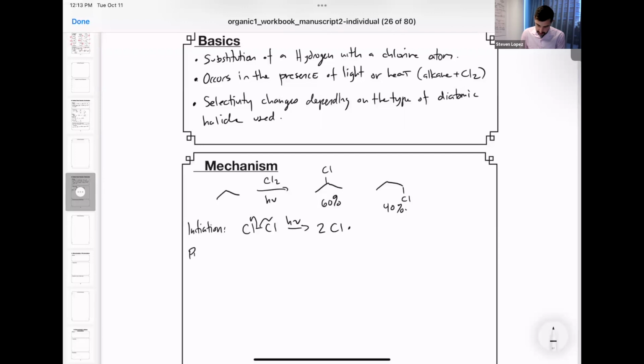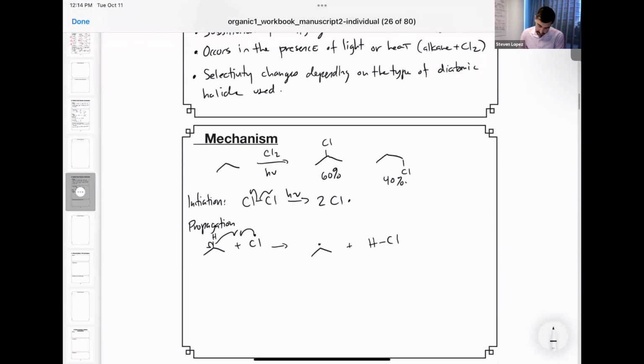Okay, you have a propagation step involving this propane plus the radical. This forms a secondary radical plus hydrogen chloride. The secondary radical in a termination step reacts with another chlorine radical to form the product 2-chloropropane.